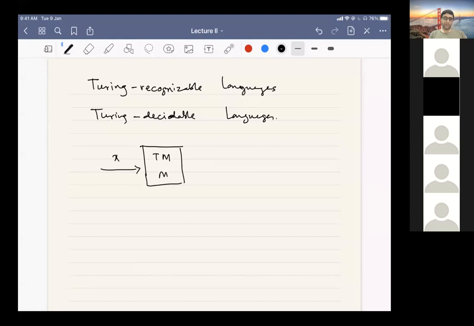When we talk about Turing machines, suppose there is some Turing machine M and it receives an input X. There is a possibility that X belongs to the language, and suppose the language is F. In that case, the Turing machine should answer yes, or it should say accept, right? Yes or accept. If X does not belong to the language, we assume that it would say no or reject, right?